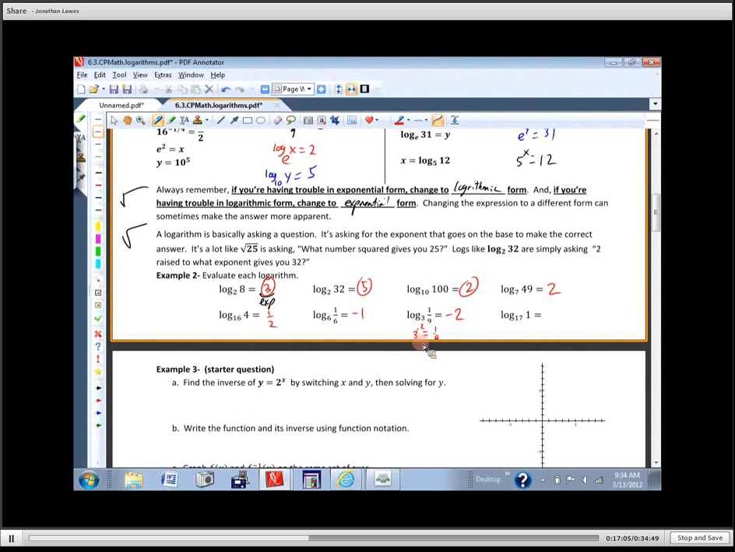And what about log base 17 of 1? Very good. The answer there is 0. Remember, we went over those properties of exponents the other day. That's going to come in handy there.